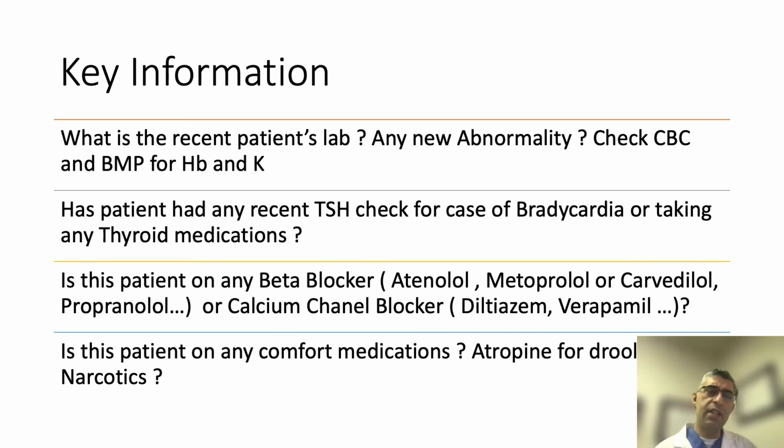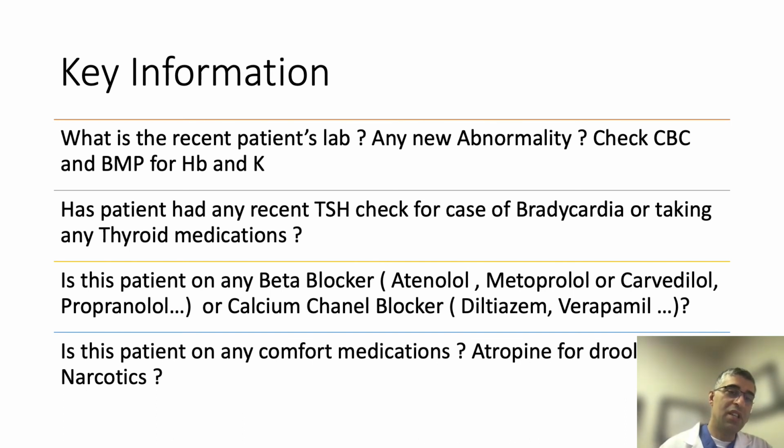Has the patient had any recent TSH, if the patient is bradycardic, or the patient is on thyroid medication? Maybe we're giving too much thyroid medication, making the patient hypothyroid, and that's why there is the bradycardia. But usually that's going to take a long time. But it's good to know that the patient is taking any thyroid medication. Is the patient on any beta blocker? Atenolol, metoprolol, carvedilol, propranolol, or calcium channel blocker, diltiazem, or verapamil?